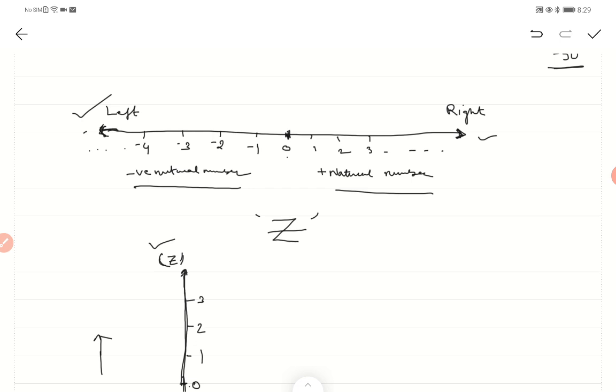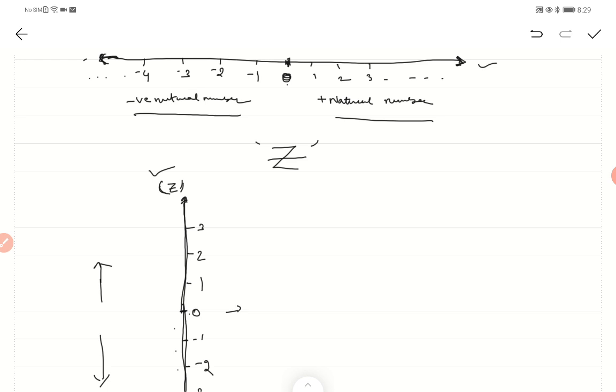So 0 is neither positive nor negative. Remember, 0 is number 0, it is neither positive nor negative.